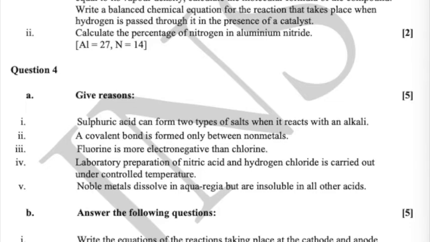Okay, third one. Fluorine is more electronegative than chlorine. So as you go down the group, the atomic shell number increases, and that dominates the increase in nuclear charge, making them more electropositive. That's why fluorine, which is above chlorine in the periodic table, is more electronegative. Fourth one.